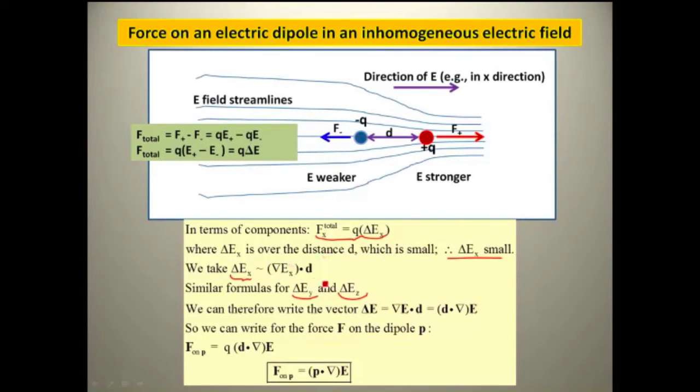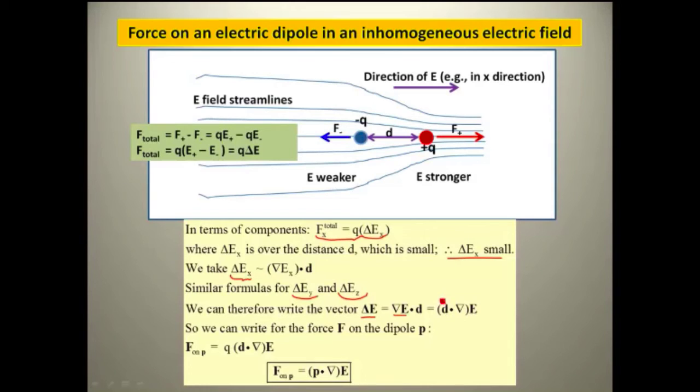So we can write the vector delta E, that's the change in the field now in 3 dimensions, as the gradient of E dotted into d. And if you remember, you can rewrite that as d dot del, where this is the del operator acting on E. And I think you remember that you take dx times partial with respect to x plus dy partial with respect to y, and similarly for z. That's how you actually do this, and then you operate on the components of E.